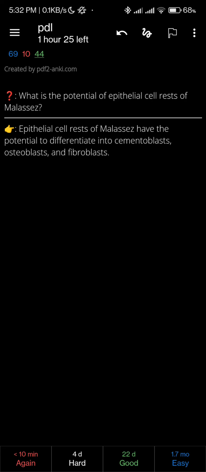So what is the potential of epithelial cell rests of Malassez? They have the potential to differentiate into cementoblasts, osteoblasts, and fibroblasts, like progenitor cells.